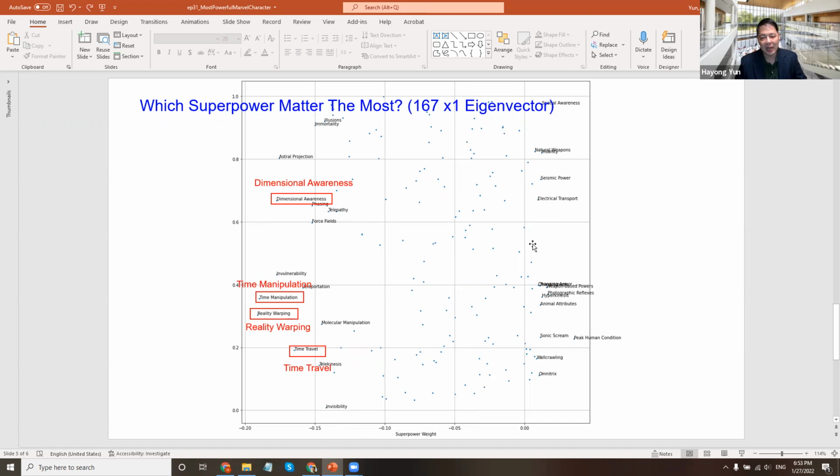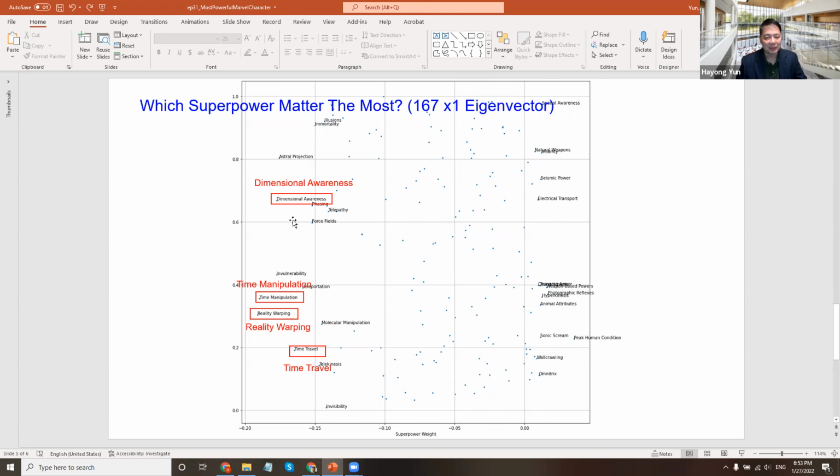And it's kind of in an absolute value in the sense that it's a vector, so it can be in the minus direction, it can be in the positive direction, just away from 0. Which one has the largest absolute value? And it seems that not many in this particular set are positive. Many of them are in the negative direction, very far away from 0. And just to name a few here on this frontier: time manipulation, reality warping, time travel, dimensional awareness. Something with time and space manipulation seems to rank really high in the superpower list, or be very important.